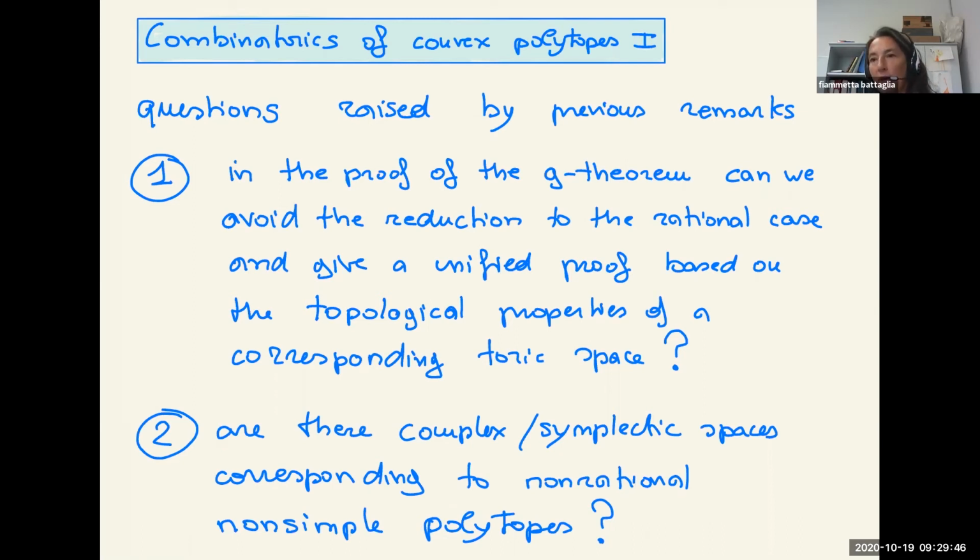Another, I think, quite natural problem raised by what I just said is: are there complex or symplectic spaces that correspond to non-rational, non-simple polytopes? Up to now, we have talked about simple polytopes, but we have seen that non-simple polytopes are very interesting, and so we would like to know if we can extend these constructions to non-simple polytopes, and what spaces we get.